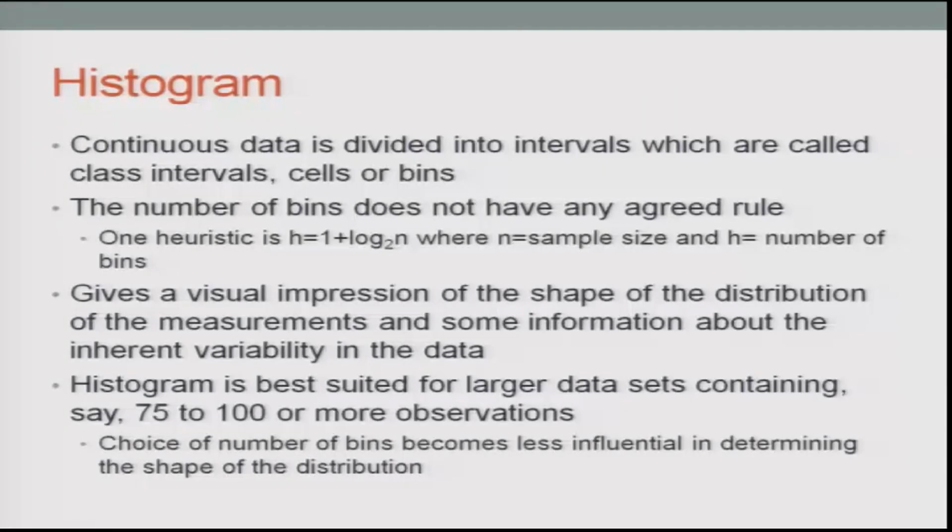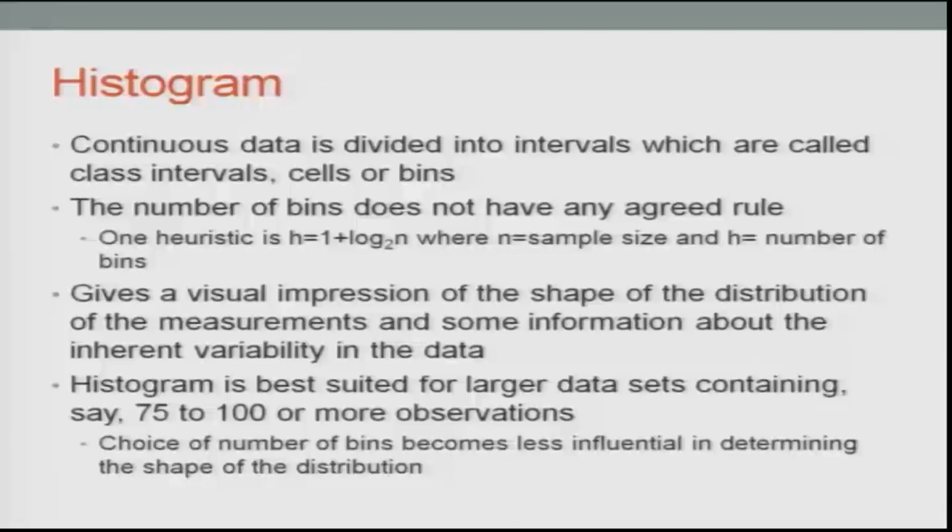The number of bins does not have any agreed rule. But technically one of the heuristics is as given here, where the number of bins h is equal to 1 plus log to the base 2 of n, where n is the sample size and h is the number of bins which you want to have. Without going into the rules, it will depend on your experience, based on which you divide the data into bins and try to understand what different types of distributions would be used and what analysis you can do from the data, such that it will give you some idea from the quality perspective.